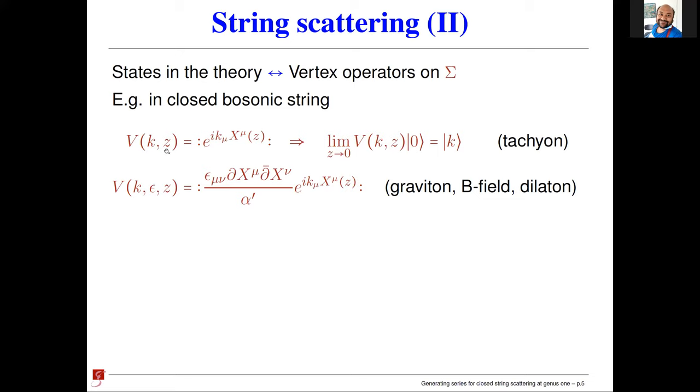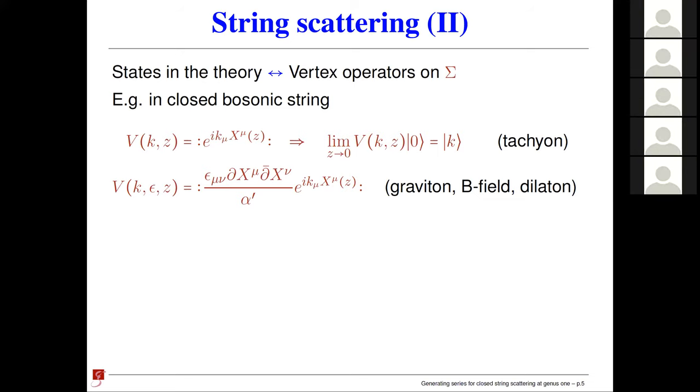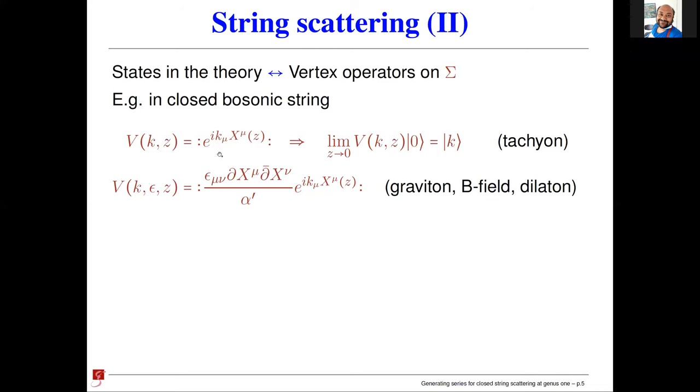Excuse me. Is there also the anti-holomorphic part, because in closed strings we have holomorphic and anti-holomorphic? Yeah, so here when I write Z, I don't mean that this is a holomorphic function of Z. So this depends indeed on Z and Z bar. Okay, thank you.